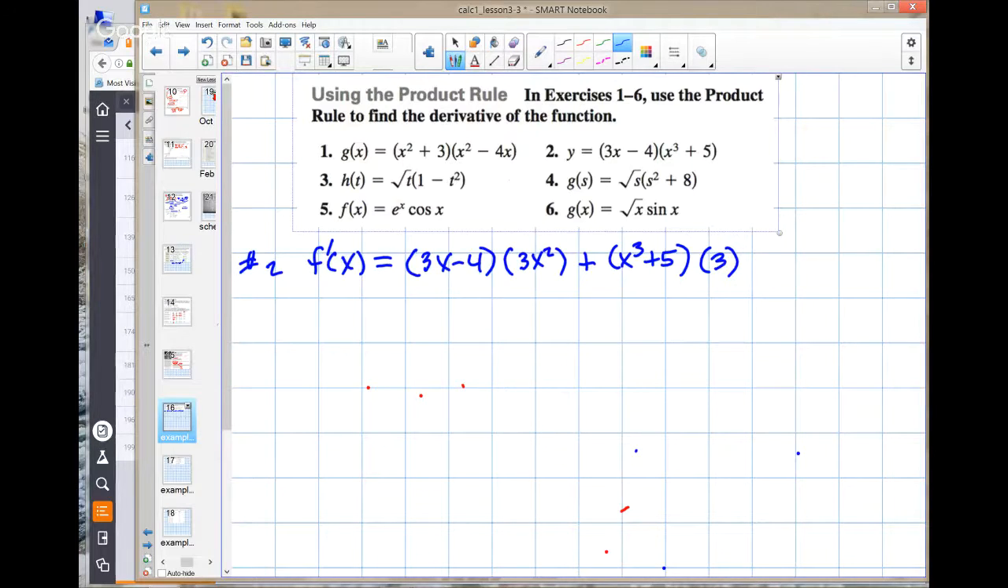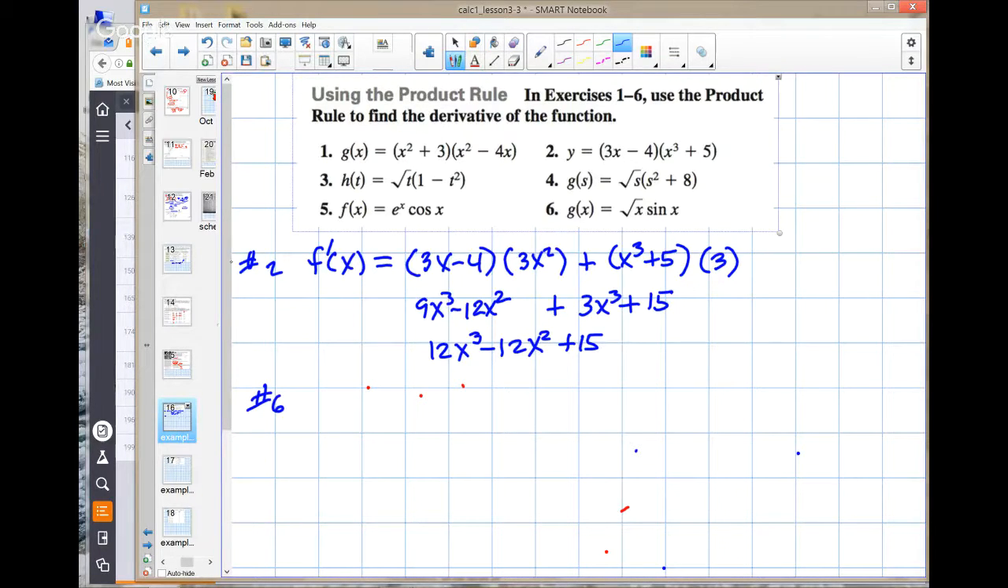Okay, so now it's a pretty simple algebra 1 problem, right? Just multiply. And then, if possible, combine. And we've got our derivative. So there's the product rule. Now, let's go down to number 6.